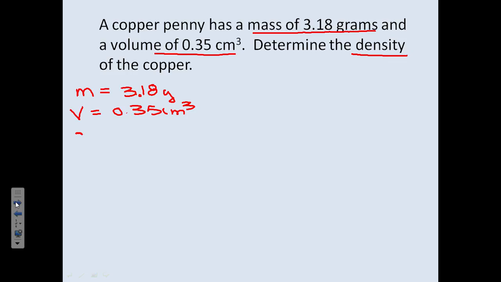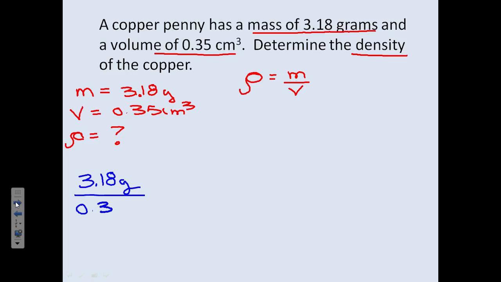My density is what I want to determine. So density is my unknown. I like to use a question mark. And then I like to write my basic equation, mass over volume. This one doesn't need any rearranging because I'm solving for density. So now I can plug in my numbers and solve for density. My mass is 3.18 grams divided by 0.35 cubic centimeters.